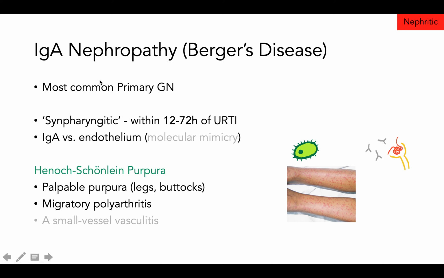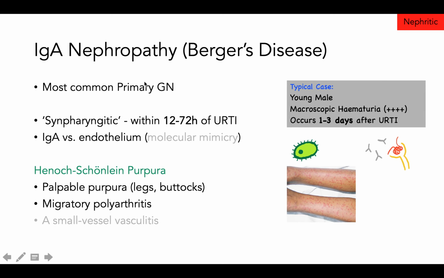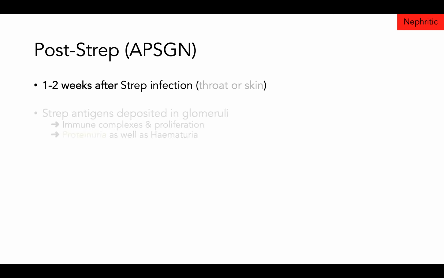And just returning up here to the IgA bit, the typical case preferentially goes for young men. There will be a large degree of hematuria with IgA, and crucially, it occurs within 1 to 3 days of an upper respiratory tract infection. Now, this timescale is vitally important. The reason is that it distinguishes IgA from another cause of nephritic syndrome, post-streptococcal glomerulonephritis, or acute post-strep. So post-strep, by contrast, occurs at least 1 to 2 weeks after a streptococcal infection, and that can be of the throat, a pharyngitis, or of the skin, so an impetigo.